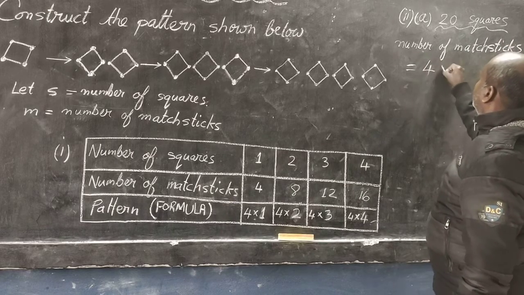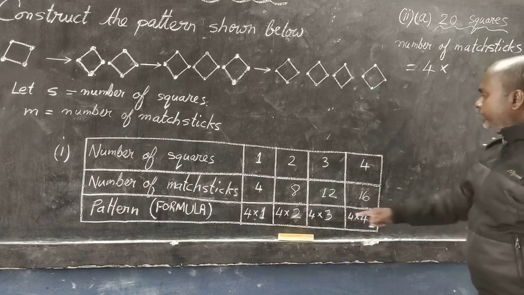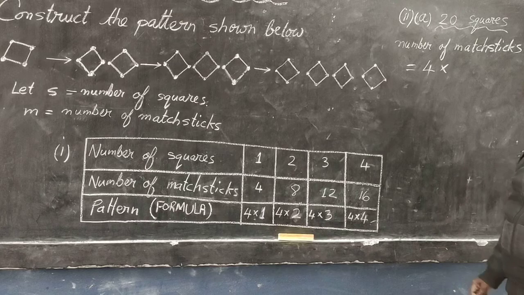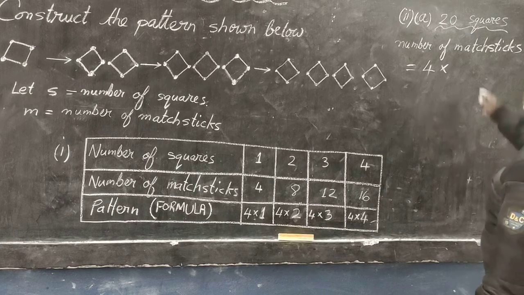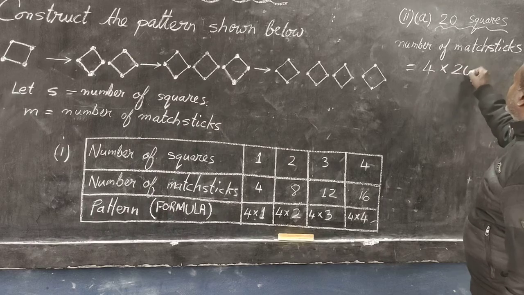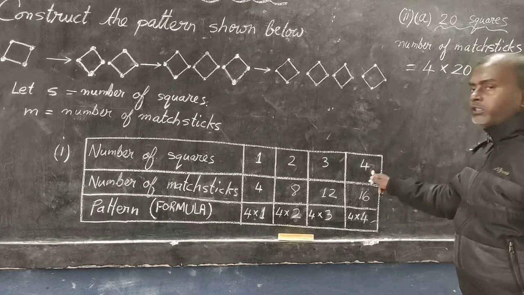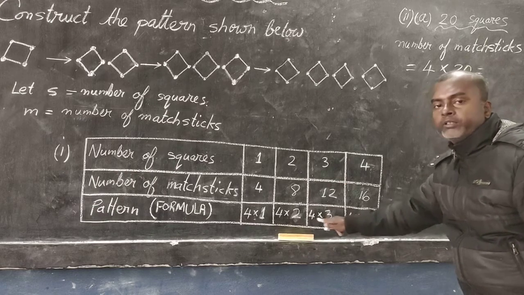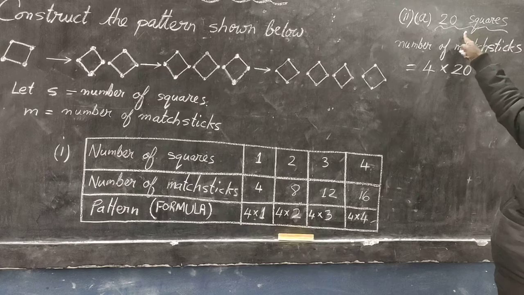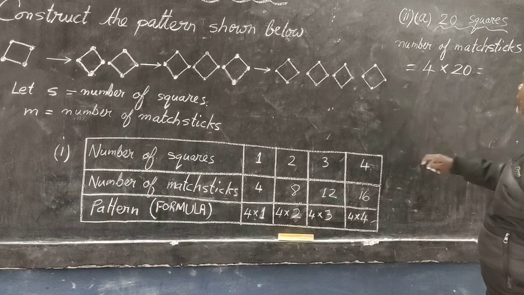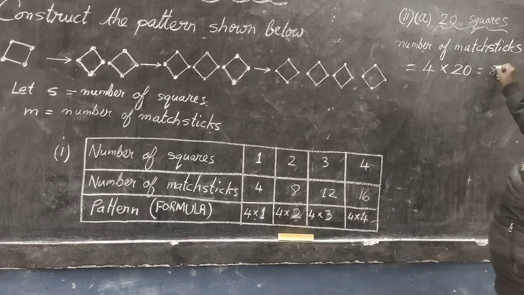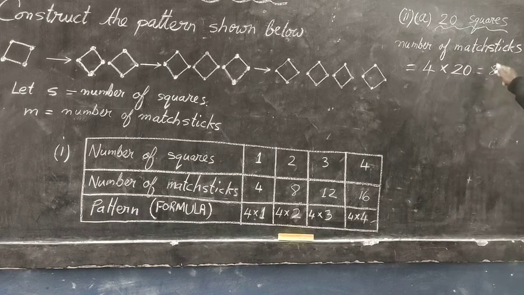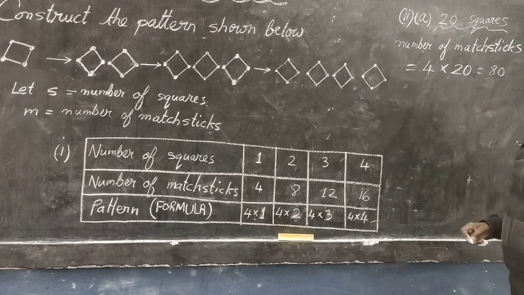So here also I am going to write 4. 4 into. See, in all these cases, 4 into, 4 into, 4 into, 4 into. So here also let me write 4 into. That's the pattern. Okay, so now how many squares do we have? 20. So 4 into 20. Like here also you see, how many squares we had, that we multiplied with 4. How many squares we had? 3. That we multiplied with 4. So similarly here also we have 20 squares. So that will be multiplied with 4. So how many matchsticks will be needed? 80 matchsticks will be needed to make 20 squares.